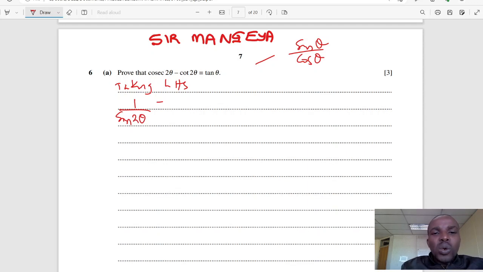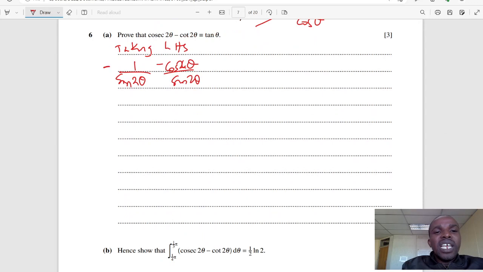Then cot. Cot is cos over sine, so cos 2 theta over sine 2 theta. That's cot. Then put everything under one denominator. If you check, the denominators are the same, so you can just say sine 2 theta, then it will be 1 minus cos 2 theta. Like this.